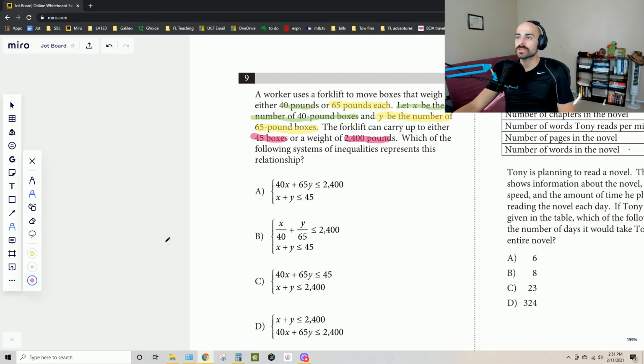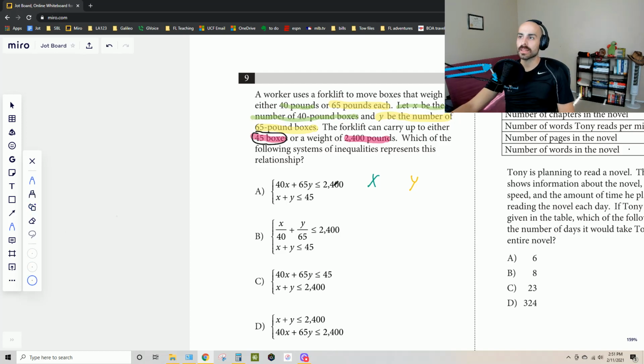And now we want to make sure that we properly set up our equations to represent that. Now, the easiest one to look at is boxes, right? Because there's not really a lot of components to that equation. What we know is that we can't have more than 45 boxes. And we see that we have X representing the number of 40-pound boxes, right? So X represents our 40-pound boxes, and then Y represents our 65-pound boxes.